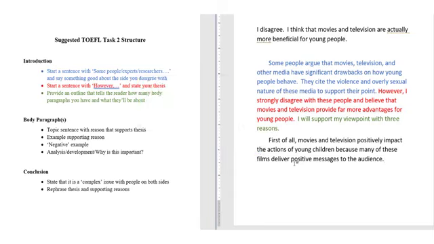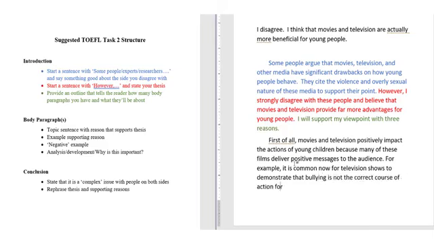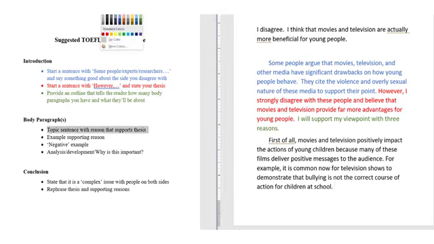So try to think of a movie or a show that has a positive message about the way children should behave. So I'll say something like this. For example, it is common now for television shows to demonstrate that bullying is not the correct course of action for children at school. Something like that. And let's get to some colors here so we can figure out what's going on. So let's make the topic sentence blue again.